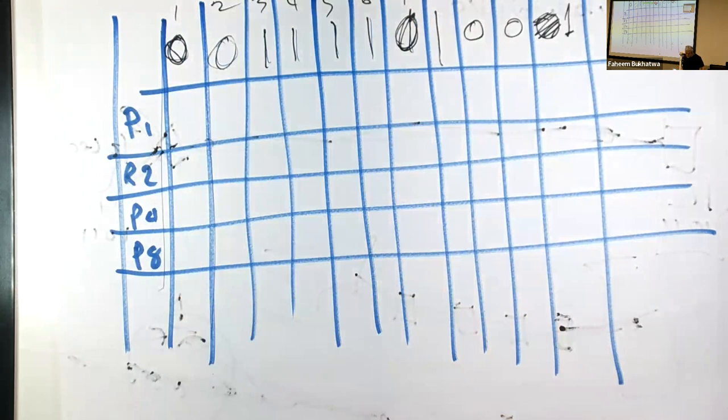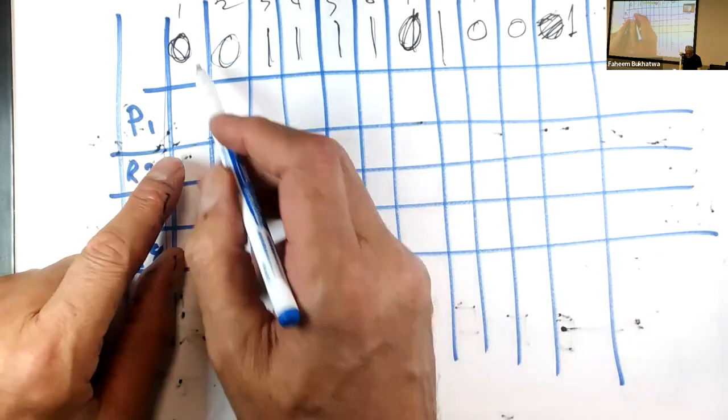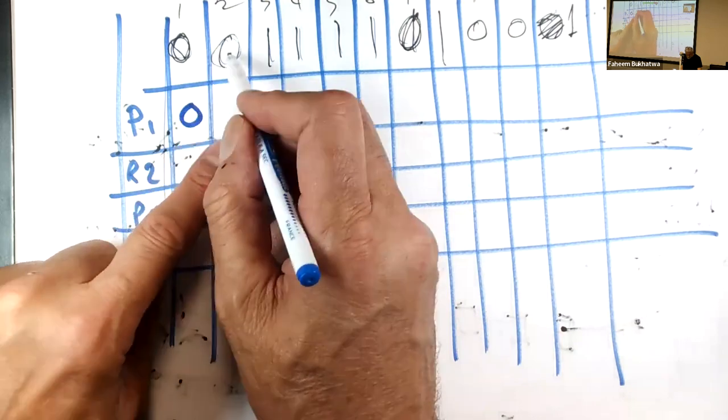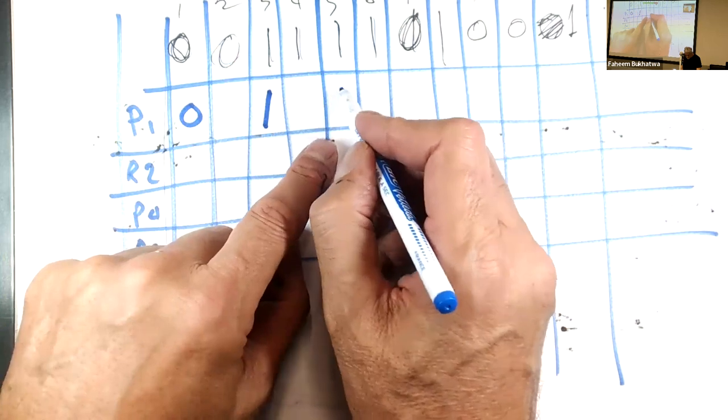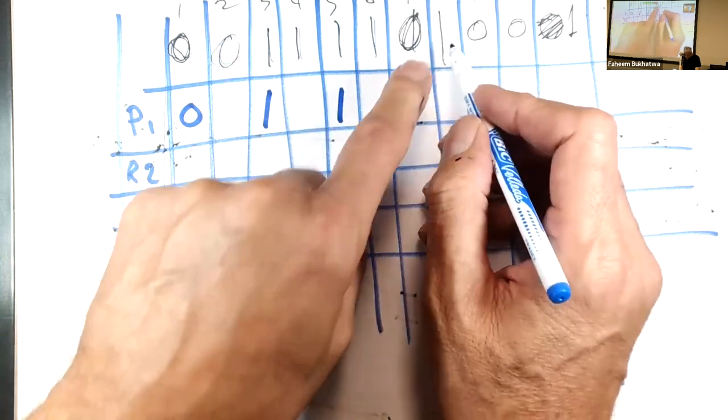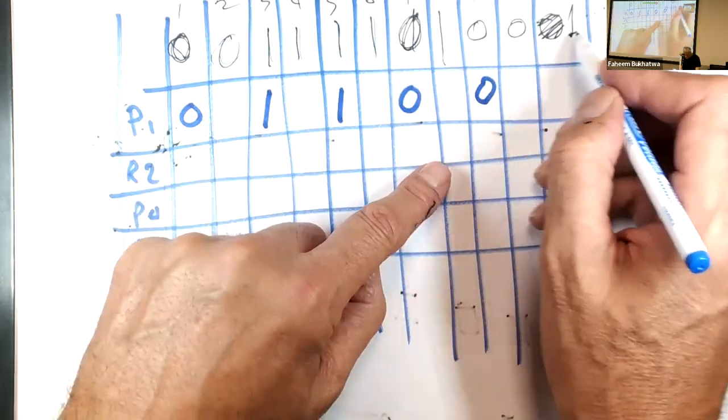I'll do the first one for you. Start at number 1 and take 1. Skip 1 and go take 1. Skip 4, take 5. Skip 6, take 7. Skip 8, take 9. Skip 10, take 11.